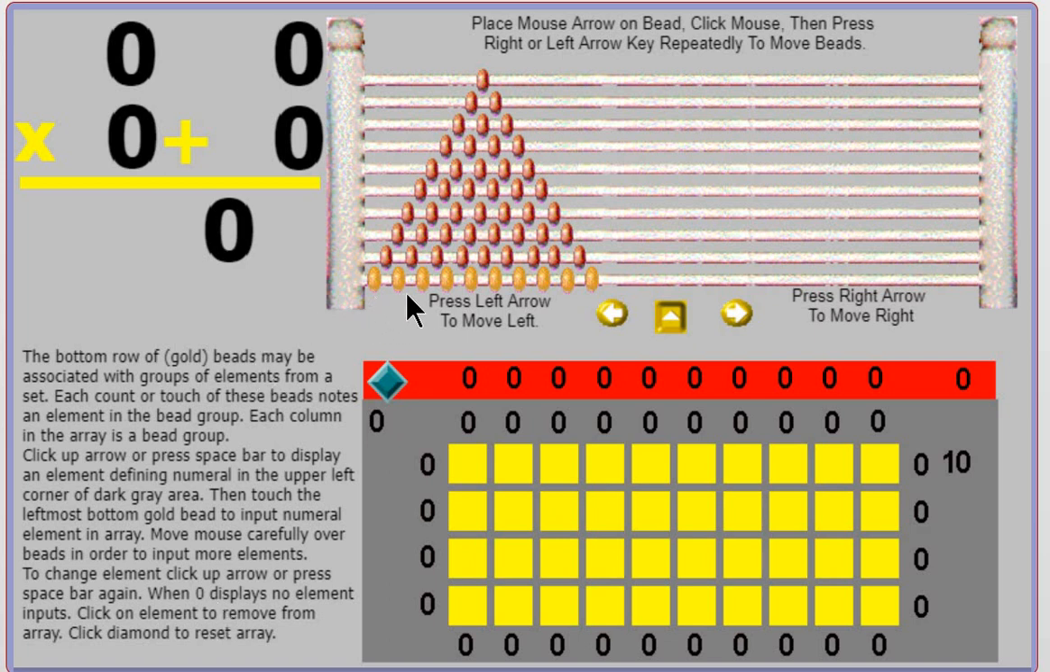The bottom row of gold beads on the Pythabacus can be associated with groups of elements in a set. Each bead, when counted or touched, inputs an element in a group.